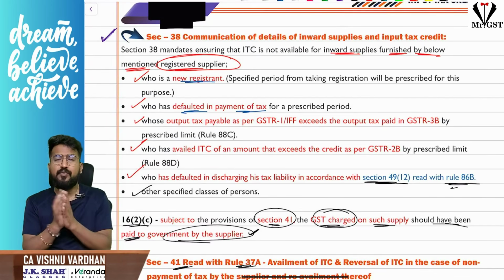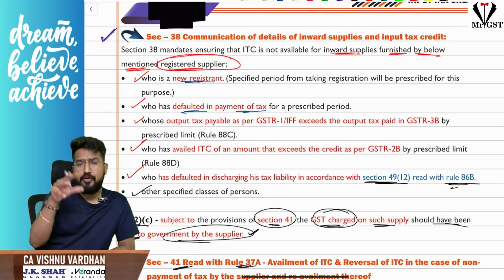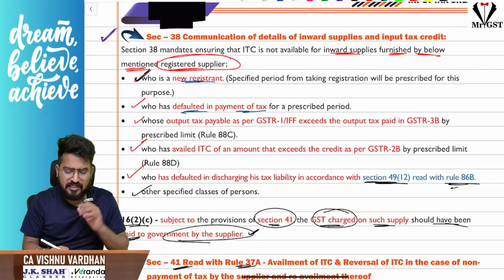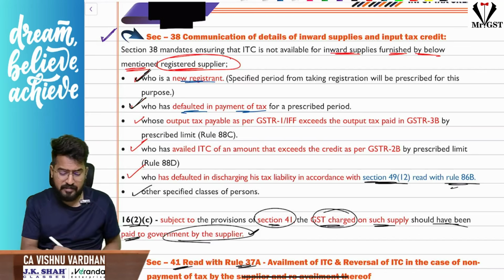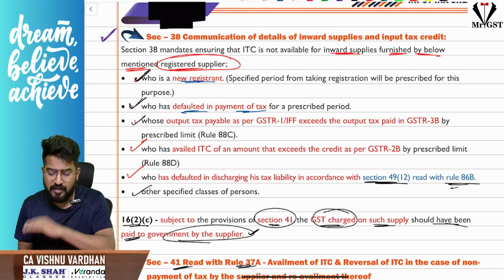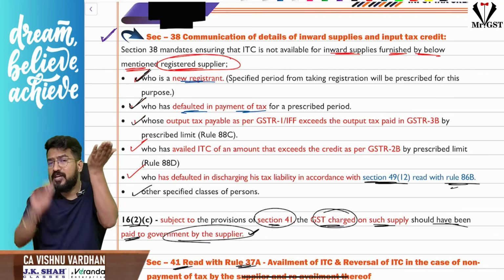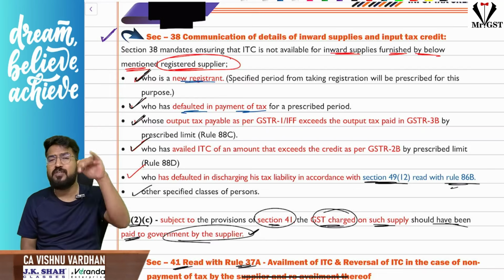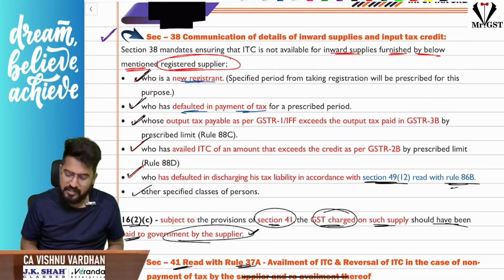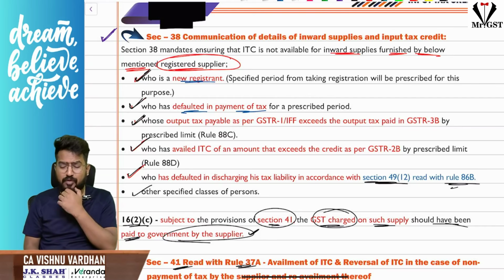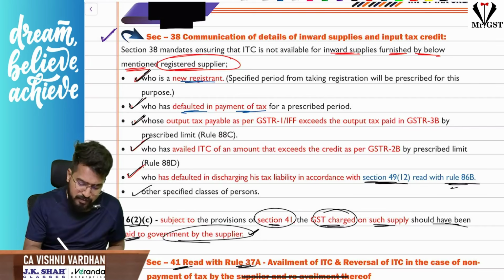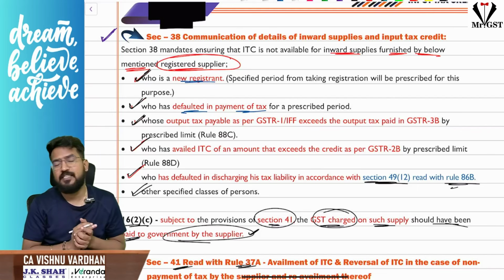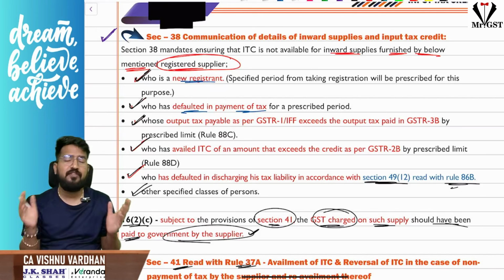They have not yet fully utilized that power, where they are saying that if at all you are buying something that is reflecting in your 2B, and those purchases are from a person who is a new registrant or who has defaulted in paying taxes, whose output tax as per GSTR 1 and 3B are mismatching. So in one he is showing more liability, 3B is showing less liability. Okay, and who is availing ITC more than what is there in 2B, and who is defaulting his tax liability under section 49 subsection 2, that is rule 86B, or any other specified class of persons. From these people, if you buy something and if it is reflecting in your GSTR 2B, I am extremely sorry, we will not give you ITC.